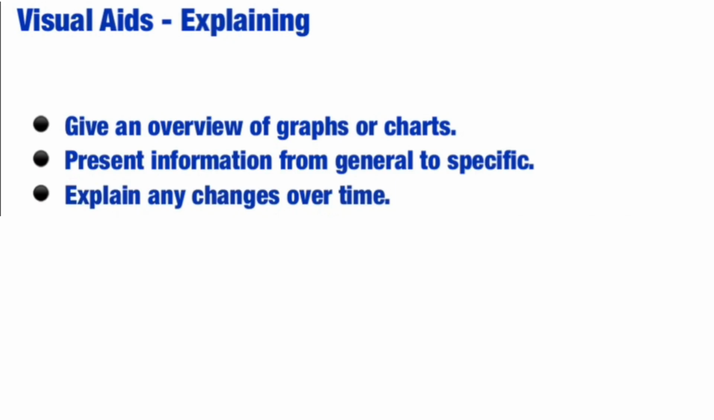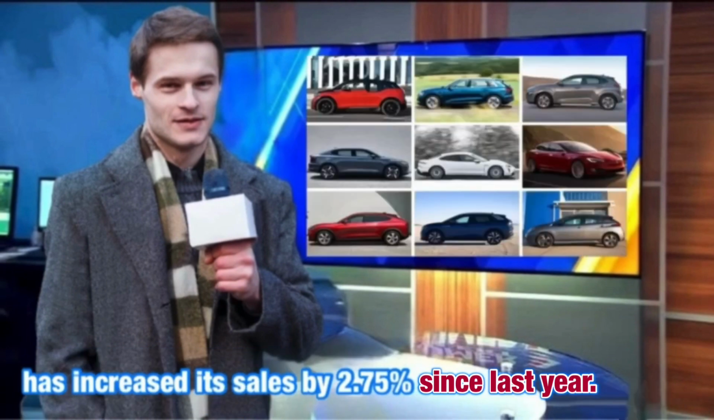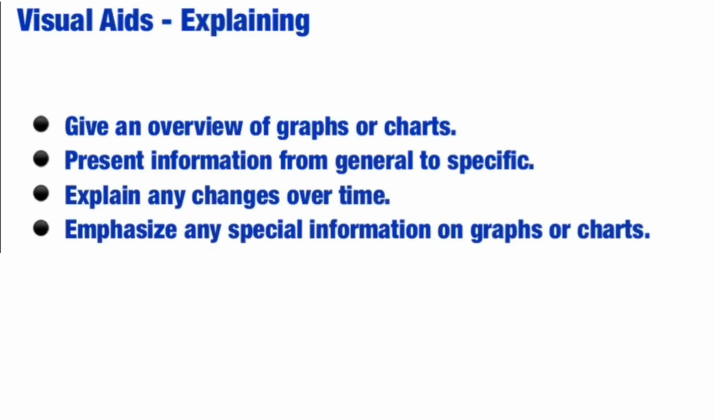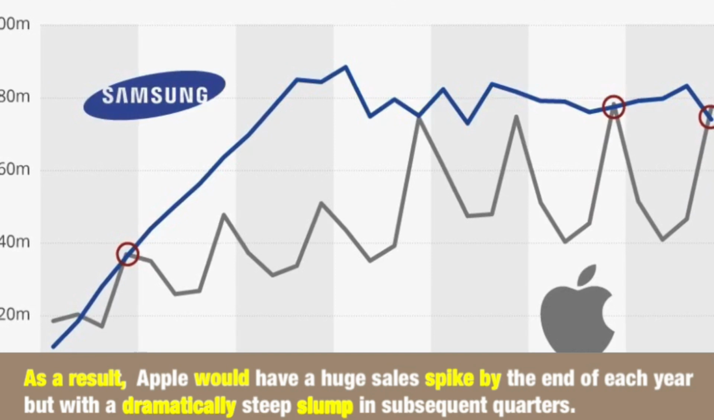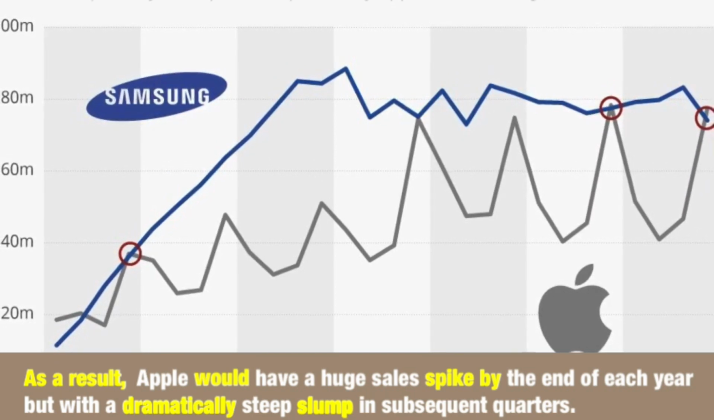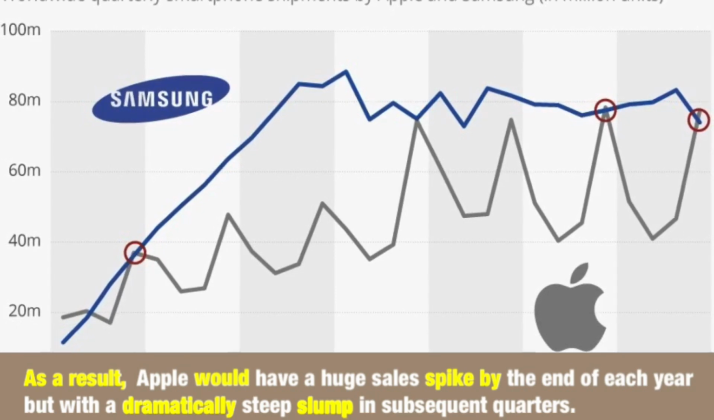Number 3. Explain any changes over time. And now, news on one of this year's most successful motor companies. Go Green Cars has increased its sales by 2.75% since last year. Number 4. Emphasize any special information on graphs or charts. As a result, Apple would have a huge sales spike by the end of each year, but with a dramatically steep slump in subsequent quarters.